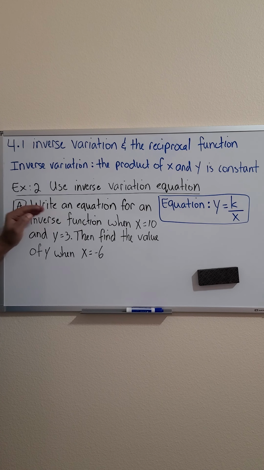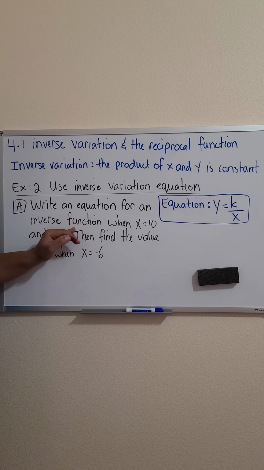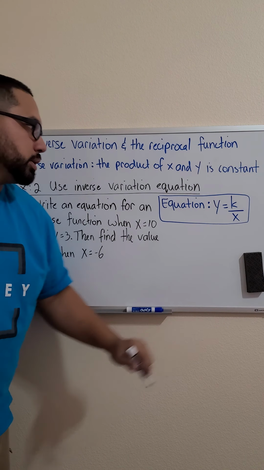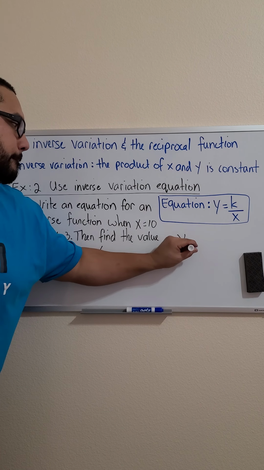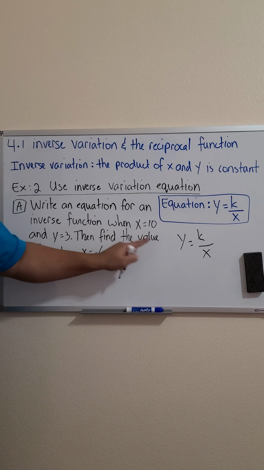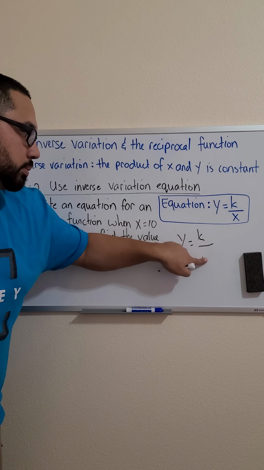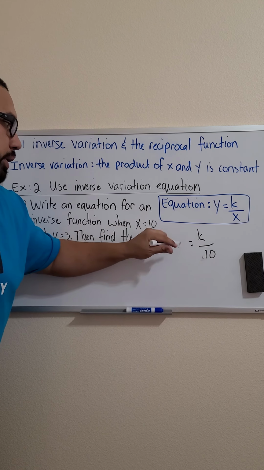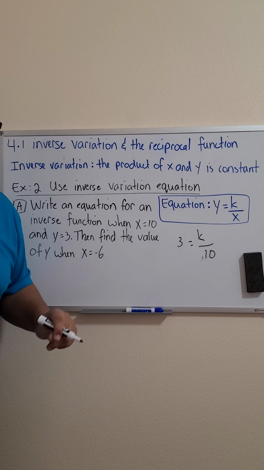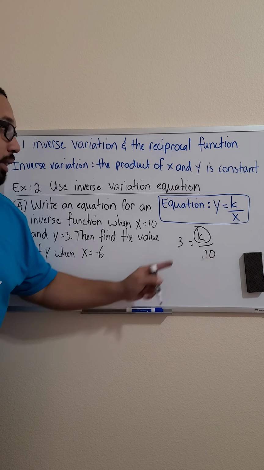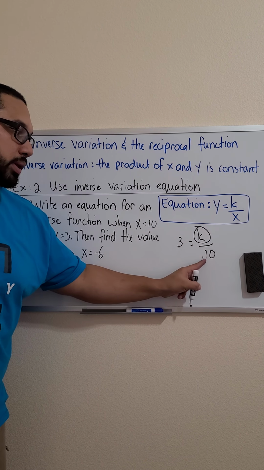In part A, they say write an equation for the inverse function when x is 10 and y is equal to 3. So in this equation, y equals k over x, we are going to replace our x value with the number 10 and our y value with the number 3. Now what that leaves us to solve for is this k value, which is the constant value.